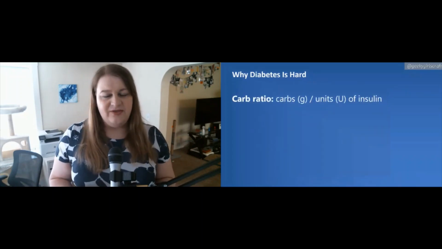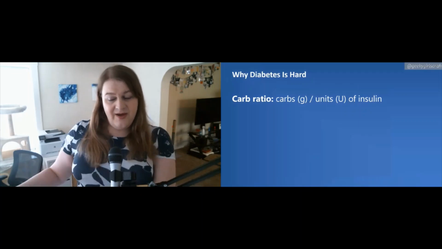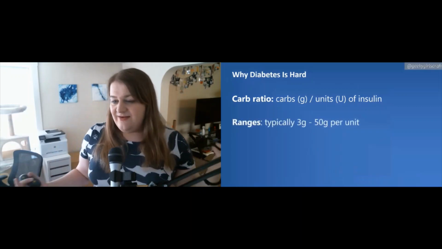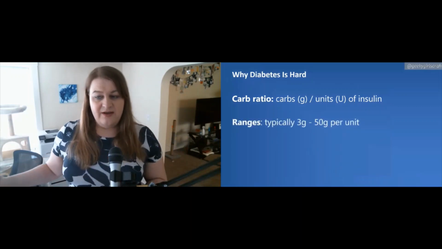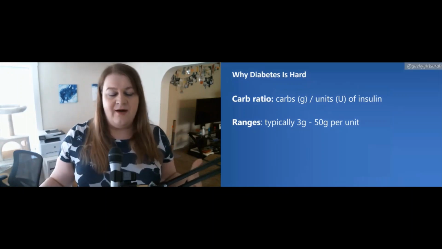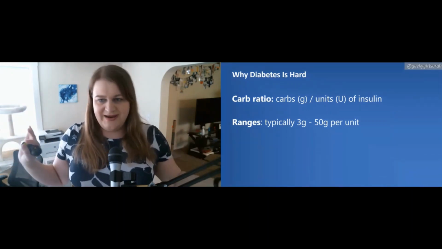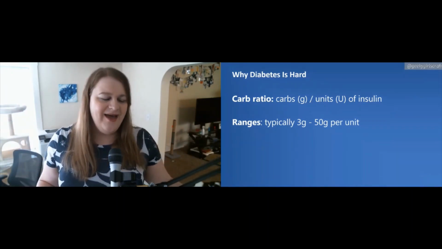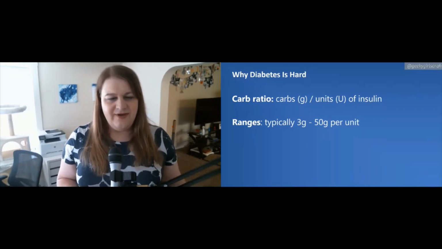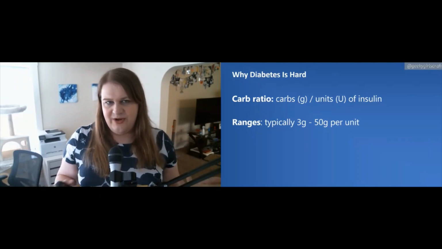So the main one there is what's called a carb ratio. That's the amount of carbs that you eat to how much insulin you have to take to counteract that. I've seen ranges typically go from 3 grams per unit to 50 grams per unit. I feel like every time I give this talk, I have to change the slide a little bit because I've heard of some other range that's outside of these things. I'm about 6 grams per unit right now. So if I ate 20 grams of carbs, then I would have to take about 3 units.